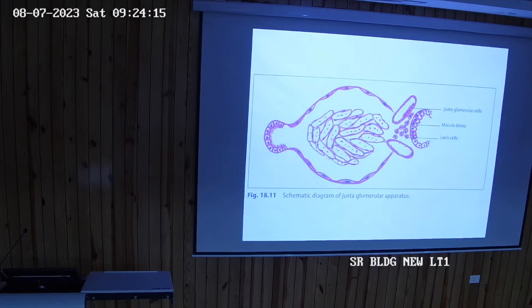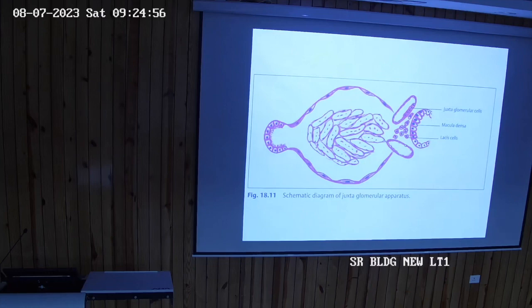As I am showing you this diagram, look here. This is the part of the distal convoluted tubule, and these are the afferent arterioles. I will use this word again. See this diagram carefully. At the vascular pole of the renal corpuscle, the afferent arteriole, that is this one, and close to the afferent arteriole, this is the distal convoluted tubule.